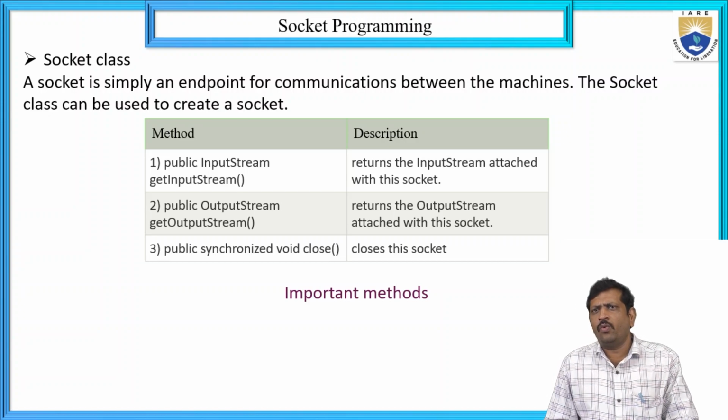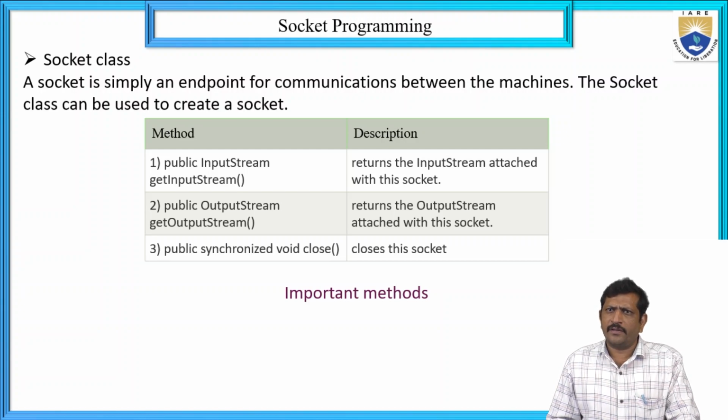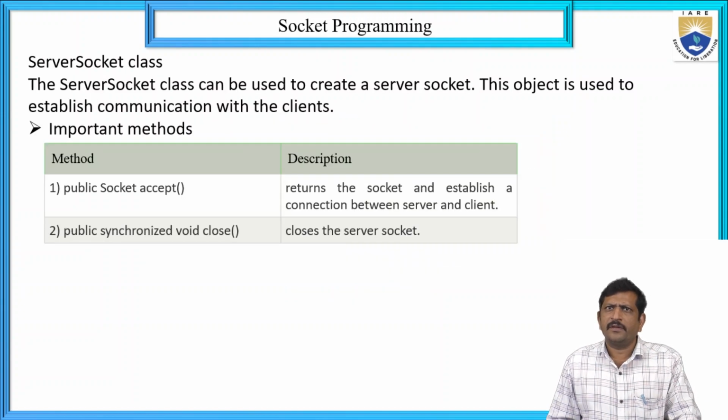Public synchronized void close closes the socket. These are important methods. The synchronized void close method, the getOutputStream method, and the getInputStream method are all the important methods on the Socket class side.